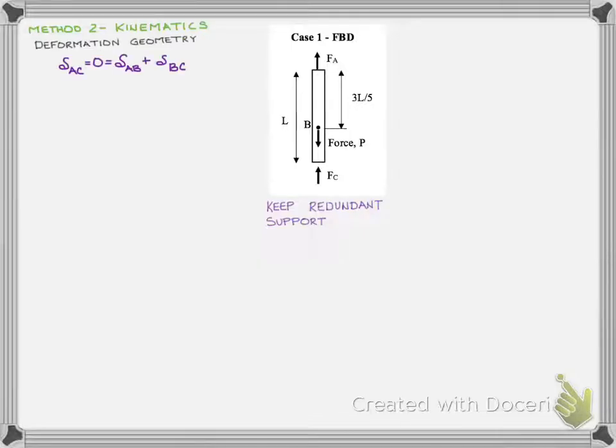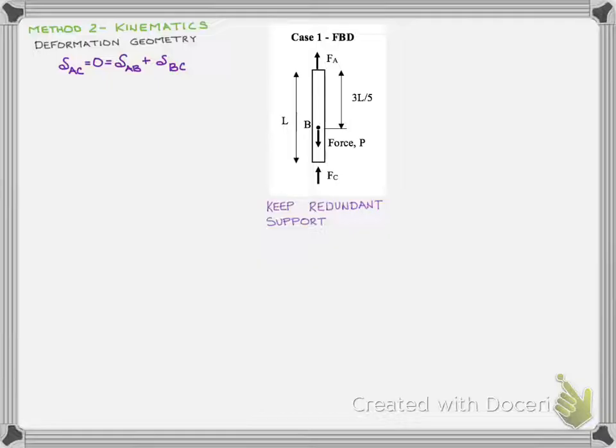And so the first thing we want to do is look at the geometry of the deformation, and we know, because it's fixed at A and it's fixed at C, that the overall deformation between A and C has to sum to 0. But we can't write one PL over AE expression from A to C because we don't have constant load from A to C. Remember, PL over AE assumes P, A, and E are constant in that length L, and our P is not constant from A to C.